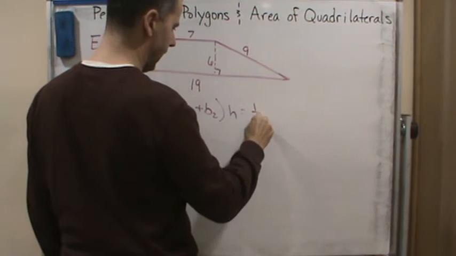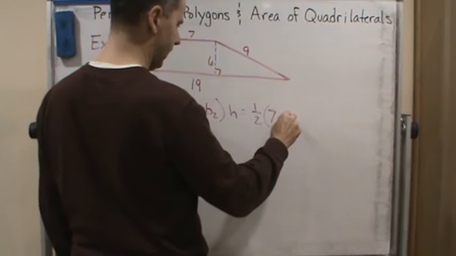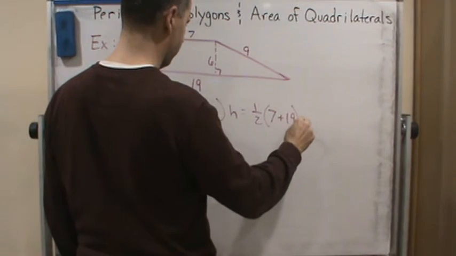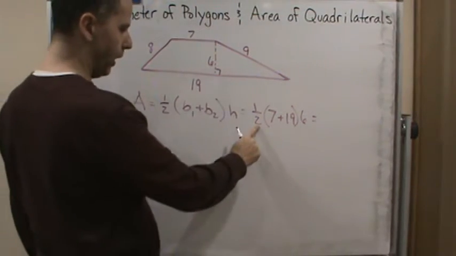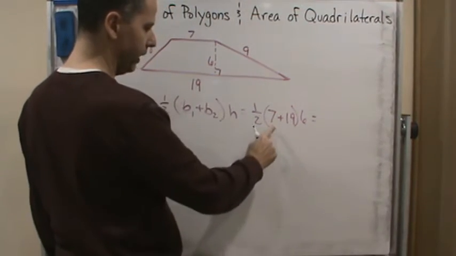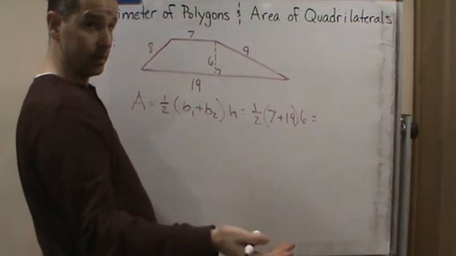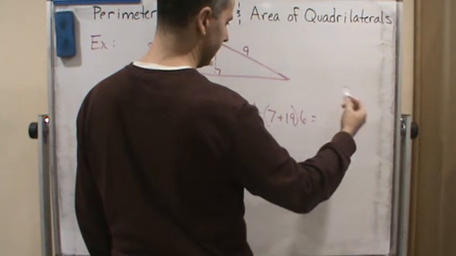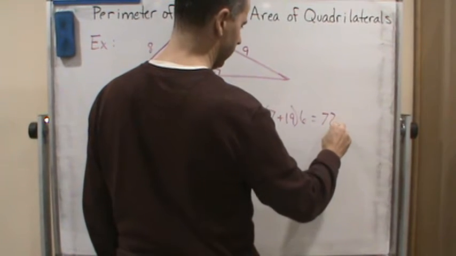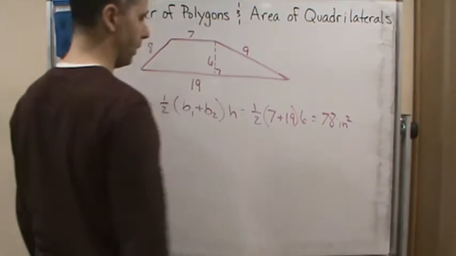So it's going to be 1/2 times the sum of 7 and 19 times 6. Okay? So 1/2 of 6 is 3. So we add these, we get what? 26 times 3. So 26 times 3 is 78. So we get 78 square inches.